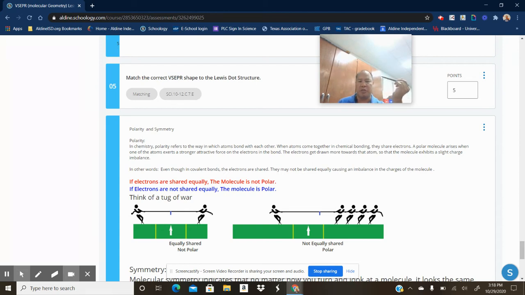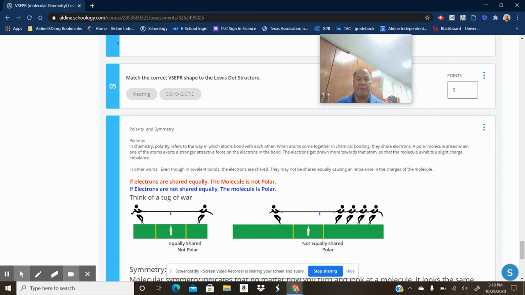When you have a bond between 2 elements, one element may be stronger than the other element, okay? That means even though the electrons are being shared, because that's what covalent is, it doesn't mean they're shared equally. If one element is stronger than the other, then the electron is going to be a little bit closer to the stronger element. It's not directly in the center, right?